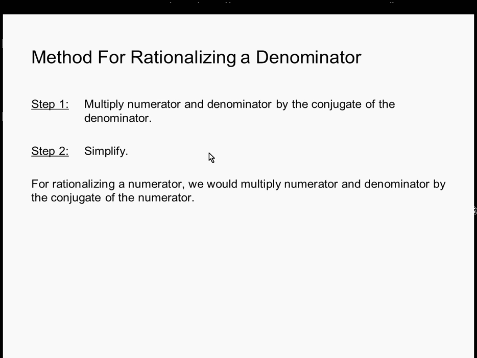For rationalizing a numerator, we would multiply numerator and denominator by the conjugate of the numerator. Now, from an algebraic point of view, we usually rationalize denominators. In math in general, it depends upon what exactly you are trying to accomplish. Should you go to calculus, you'll actually see situations where you rationalize the numerator instead of the denominator.